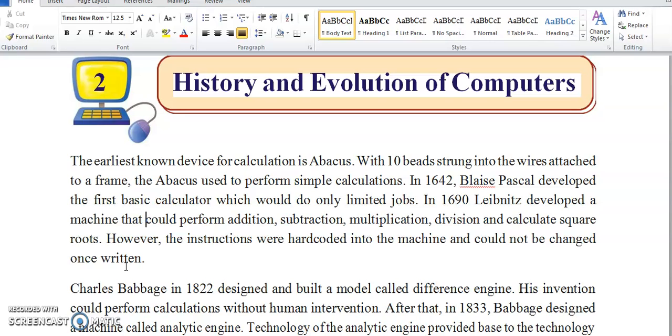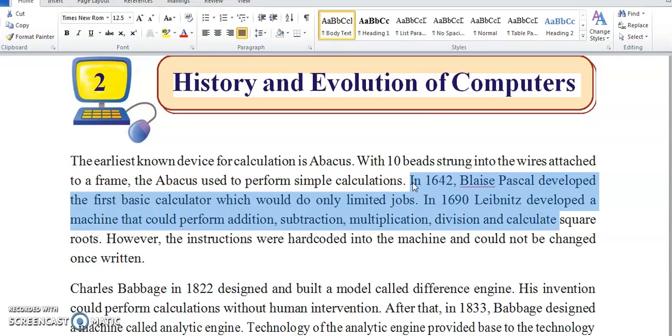So the first paragraph is the most important for us. In 1642, Blaise Pascal developed the first calculator which could do only limited jobs. Between 1642 and 1690 there is a big gap. Leibniz developed a machine that could perform addition, subtraction, multiplication and division. So first it became a simple machine, then it performed simple calculations.